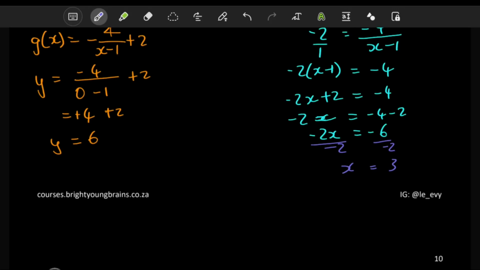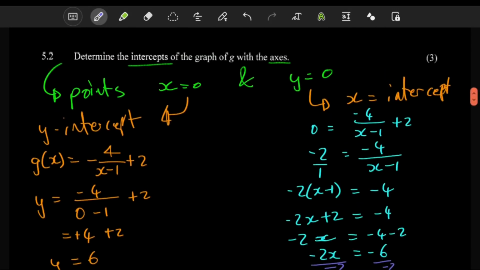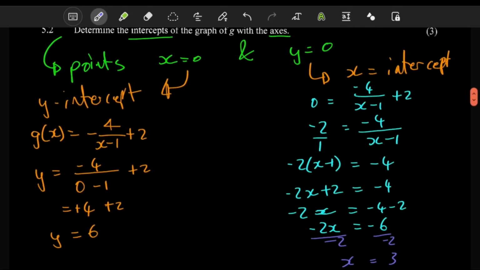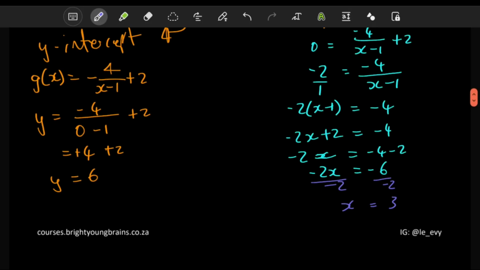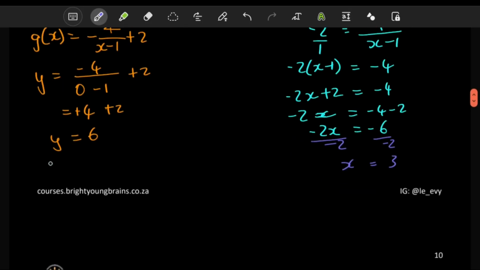Nothing major, nothing crazy. Getting the intercepts is not an issue; you don't want to cry over those kinds of questions. So this was question 5.2. The only issue is if they ask for the intercepts, always give them as coordinates. Like here, the x value is 0 and the y value is 6.